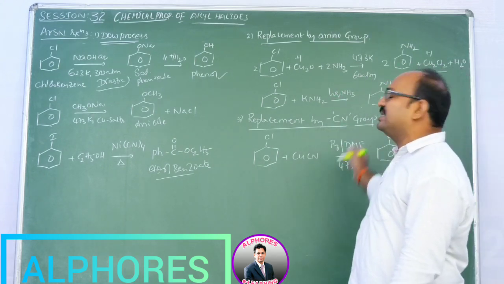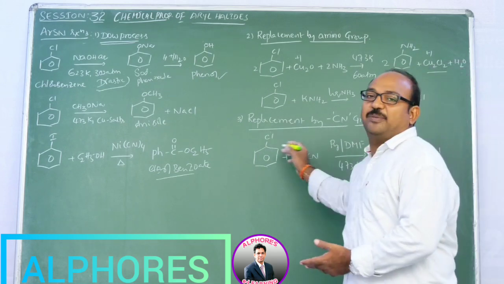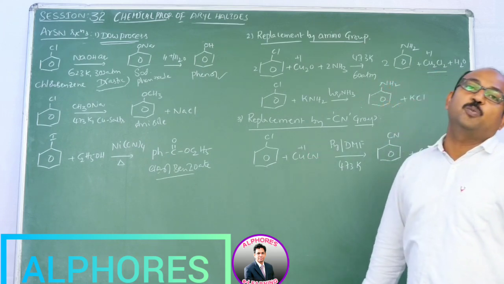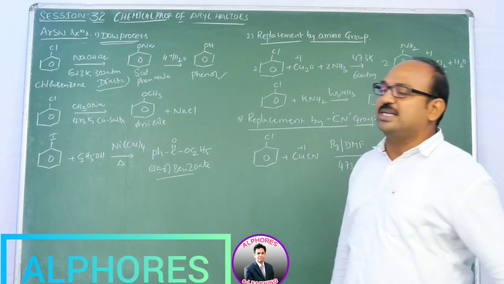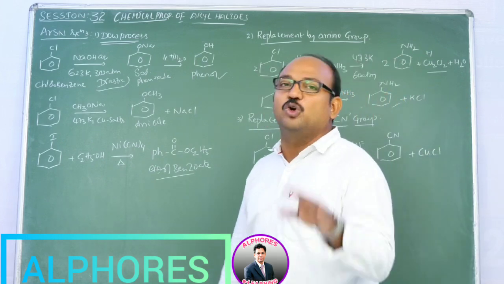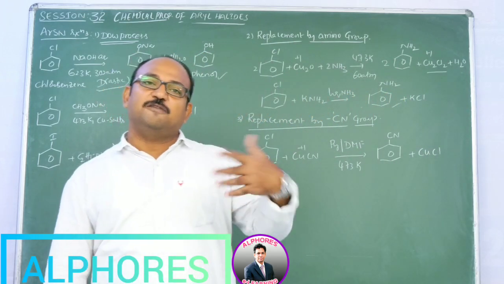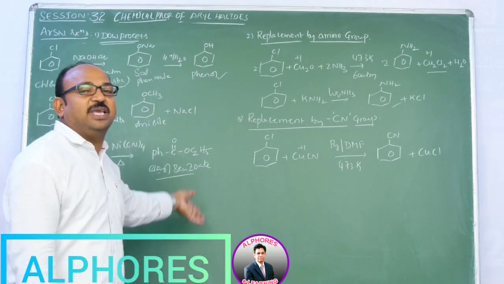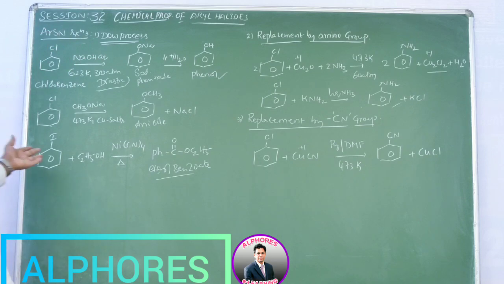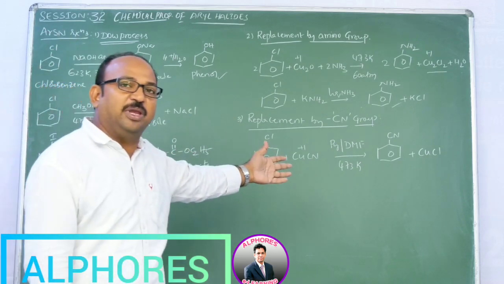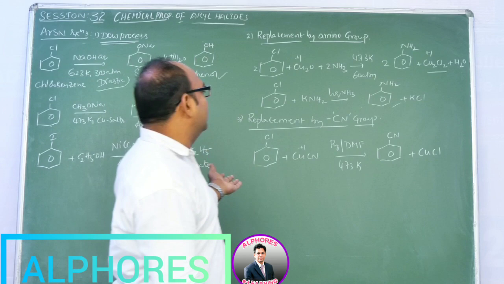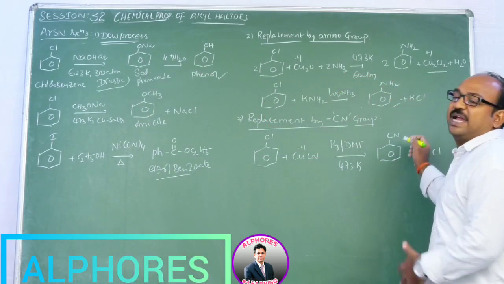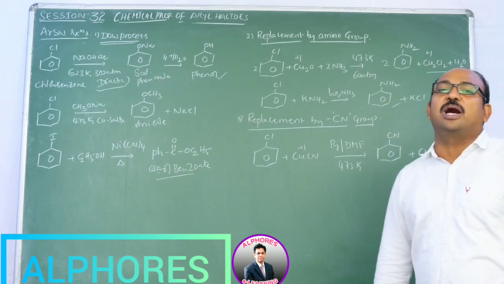Now replacement by the CN group. As we discussed, Cl can be easily displaced by CN when we are using cuprous cyanide. So from all these reactions it is very clear that when we are using cuprous salts, the displacement of Cl will be easy with any nucleophile like CN, NH2 minus, or OC2H5 minus, whatever it may be. By performing this reaction in the presence of cuprous cyanide, you get cyanobenzene, also called benzene carbonitrile.